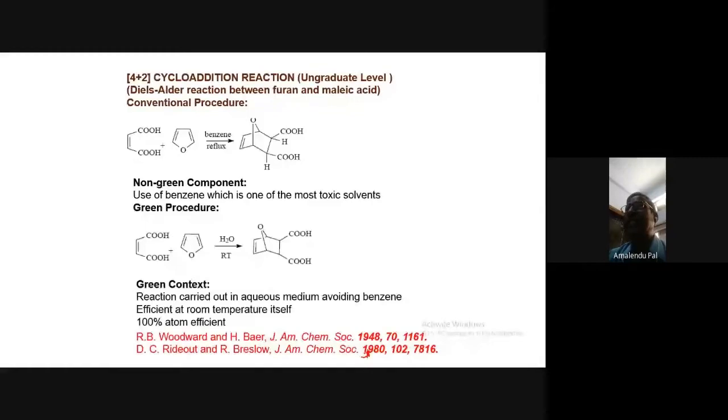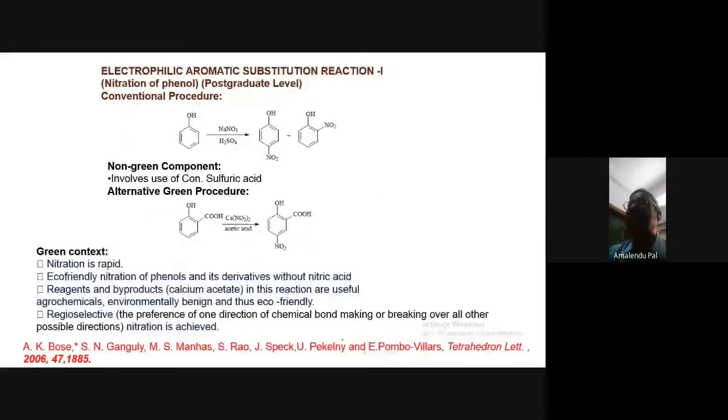Another thing is the nitration, an electrophilic aromatic substitution reaction. Phenol, sodium nitrite, and sulfuric acid we are giving. Nitration we can introduce at PG level, but this is not a green way, because we are using concentrated sulfuric acid. It is not good to use concentrated sulfuric acid.